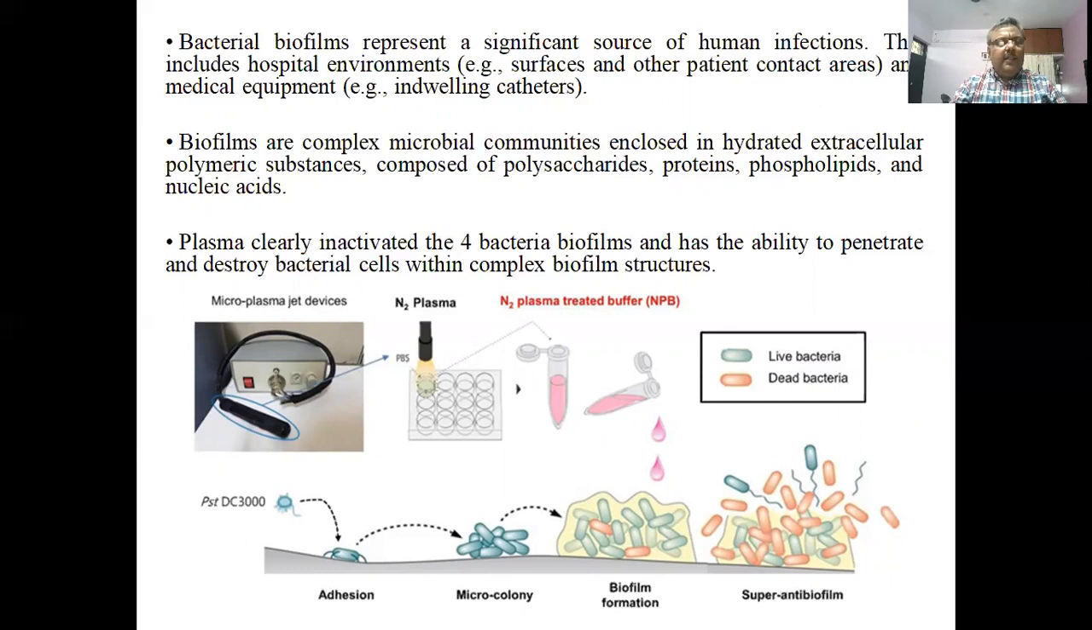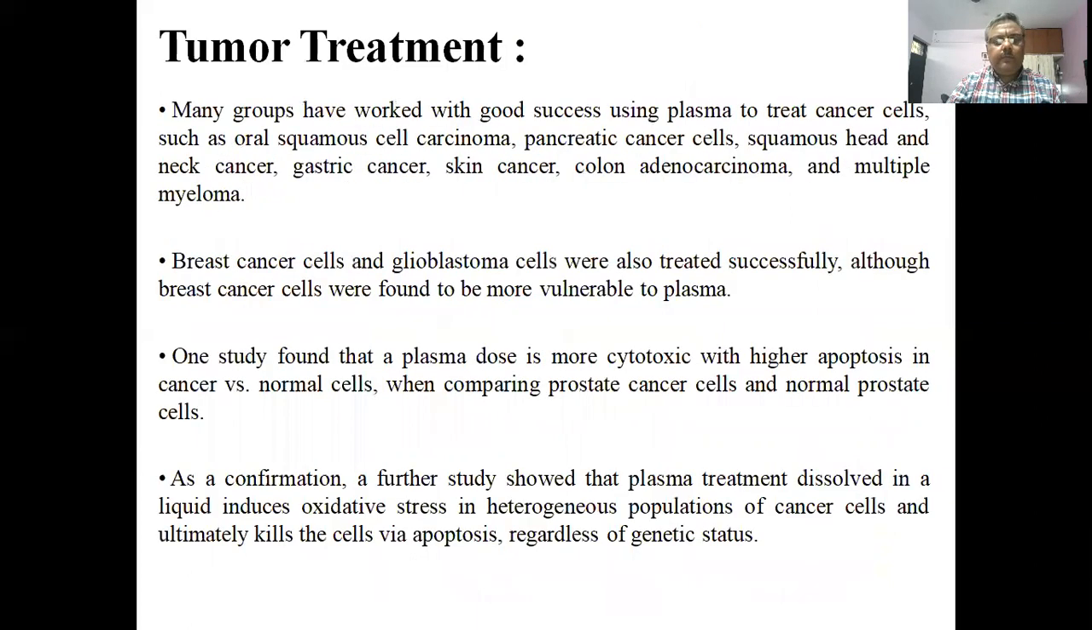Plasma clearly inactivated the four bacterial biofilms and has the ability to penetrate and destroy bacterial cells within the complex biofilm structure. And that is why it is used in sterilization in hospitals. We will show you a device which is being used for such purpose.